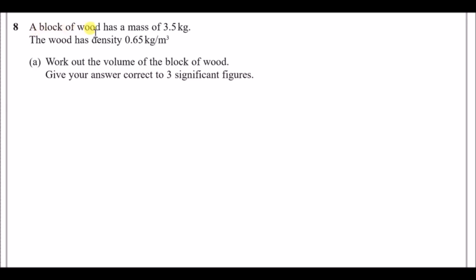All right, number 8. A block of wood has a mass of 3.5 kg. The wood has density 0.65 kilograms per meter cubed. Okay, before I move on, if you forgot the formula for density, there is a little trick you can do. Just look at the units it's using. It's saying kg per meter cubed. So kg, as we know, is mass. So we say density equals mass over, and a meter cubed, well, this is a volume. It's not a length, it's a volume because it's cubed. And there you go. So this is the density formula.